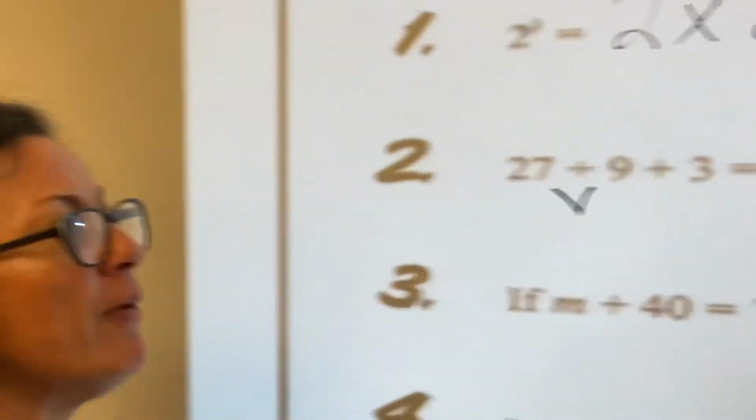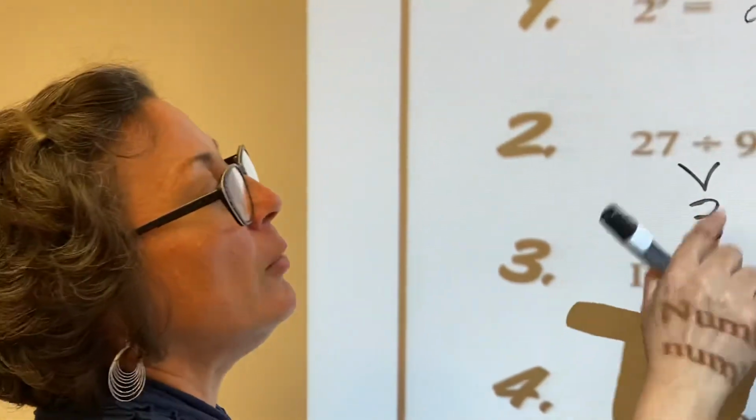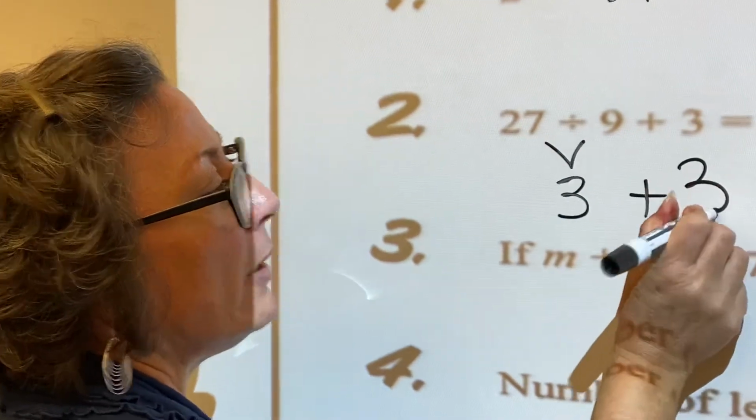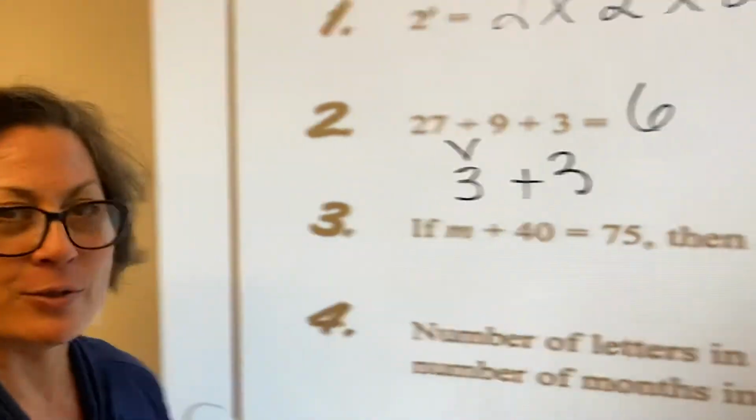So we're going to go ahead and divide. 27 divided by 9 is 3, right? Then we're going to add our 3. So 3 and 3 makes 6, and that is your solution.